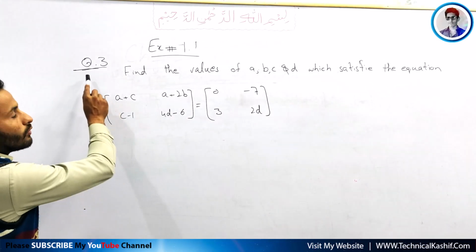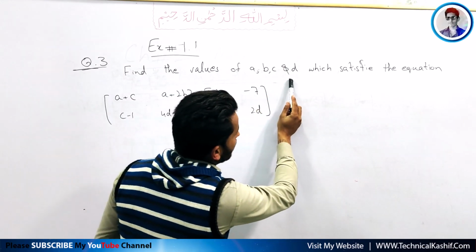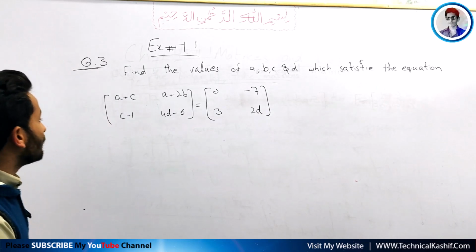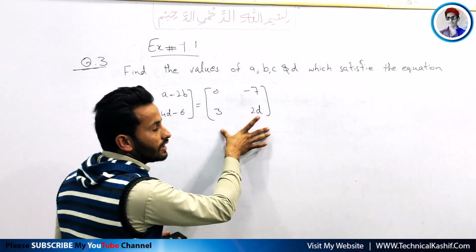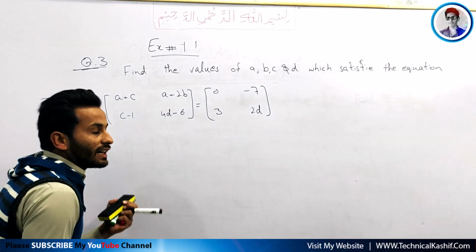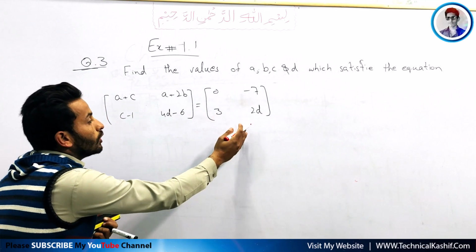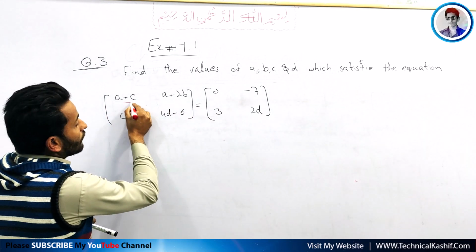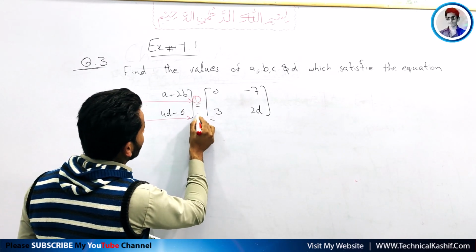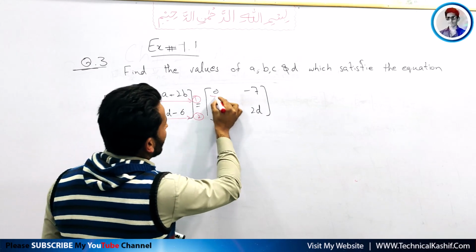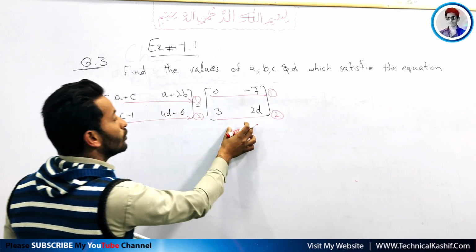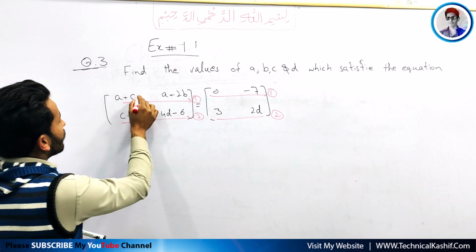The last question of this exercise: find the values of a, b, c and d which satisfy the equation. Equation means these 2 matrices are equal. First we have to see their order. If these matrices are equal, they have to have the same order. First row and second row. They have 2 rows, and also in this matrix, first row and second row. There are 2 rows in each of these matrices.